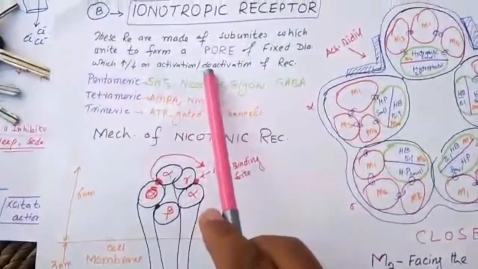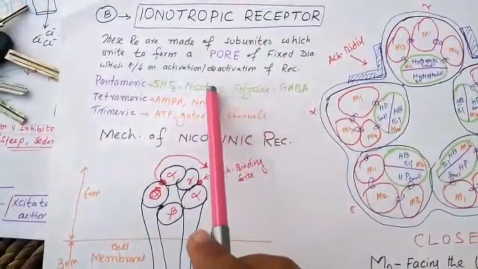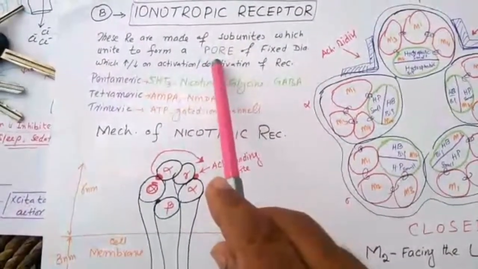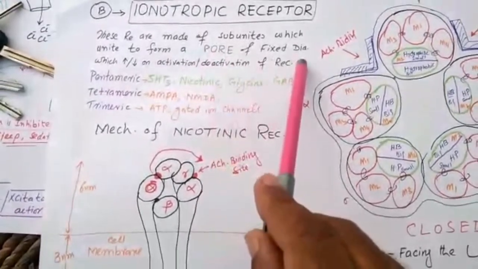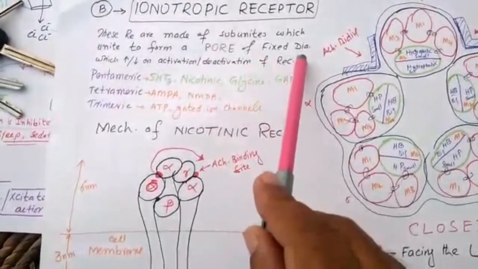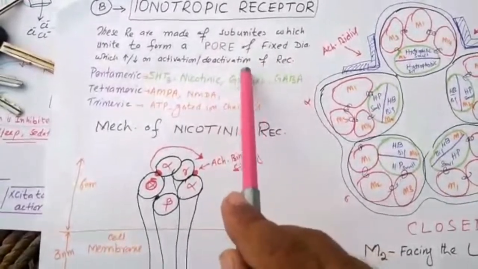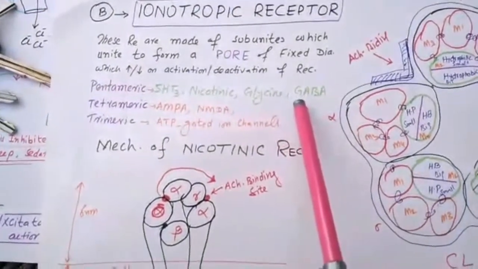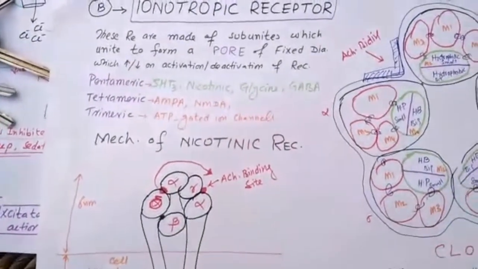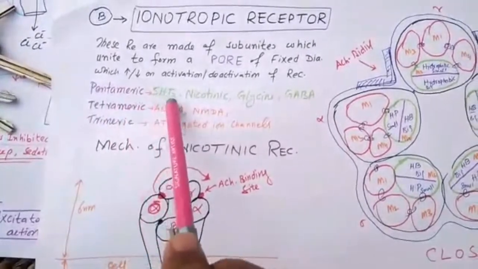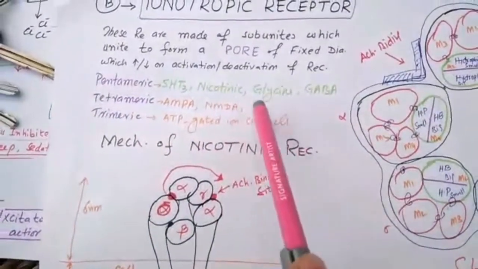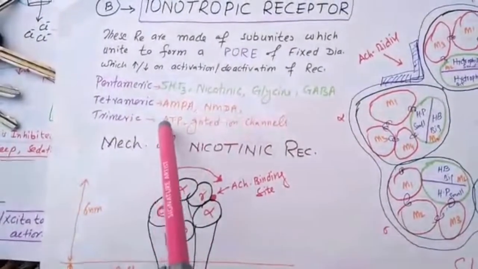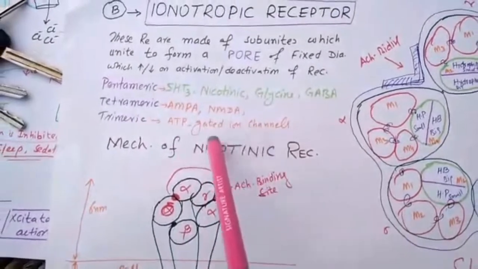These receptors are made of subunits which unite in such a way to form a pore, a channel, and the pore size is fixed, and this fixed diameter is increasing or decreasing by activation or deactivation of the receptor channel. Such ionotropic receptors may be pentameric, like 5-HT3, nicotinic, glycine, GABA; tetrameric, AMPA, NMDA; trimeric, ATP-gated ion channel.